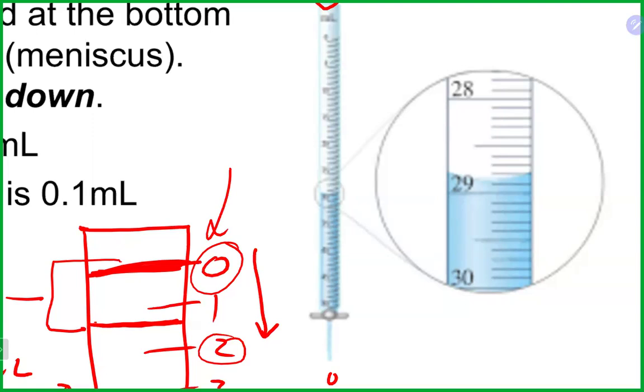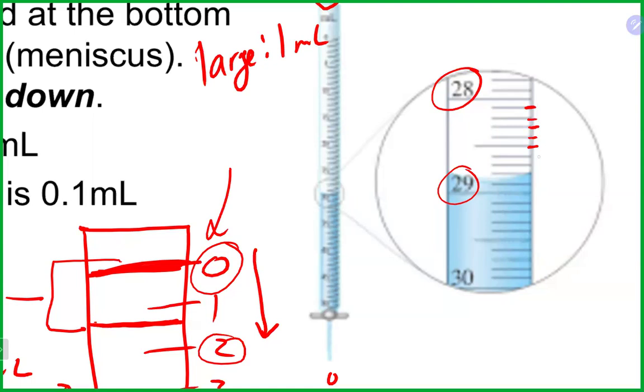Okay, so let's take a look. So once again here, we're going to do our normal thing. So big marking there, 28 and 29. Our large marking in this case is going to be 1 milliliter. If we count up our markings between them, we got 1, 2, 3, 4, 5, 6, 7, 8, 9, and 10 in this case. So again, if we divide that by 10, each of our small markings here is going to be 0.1 milliliters in this particular case.